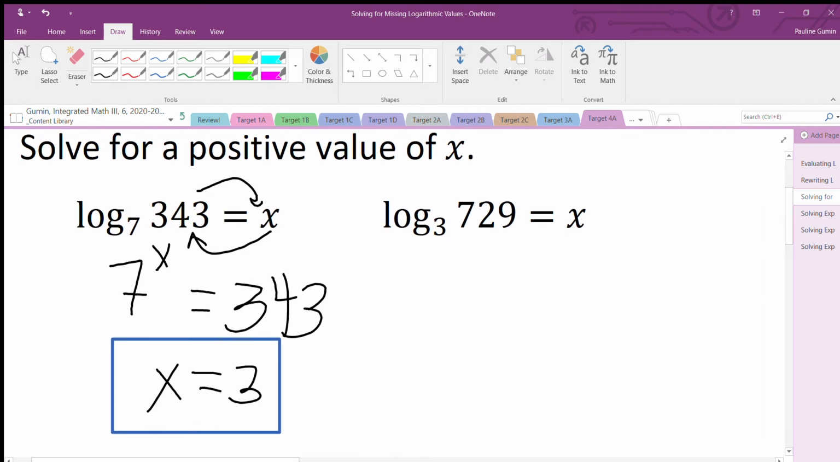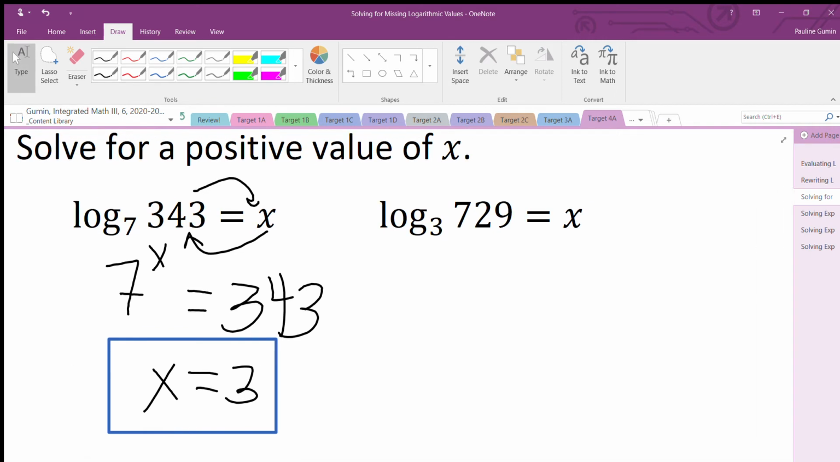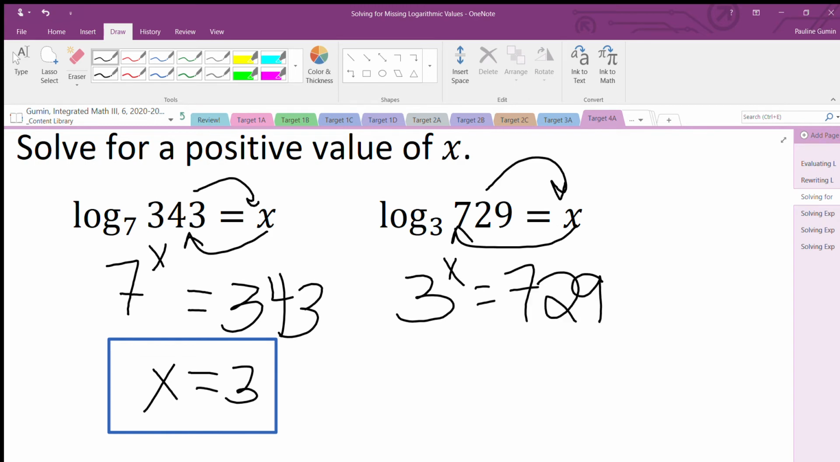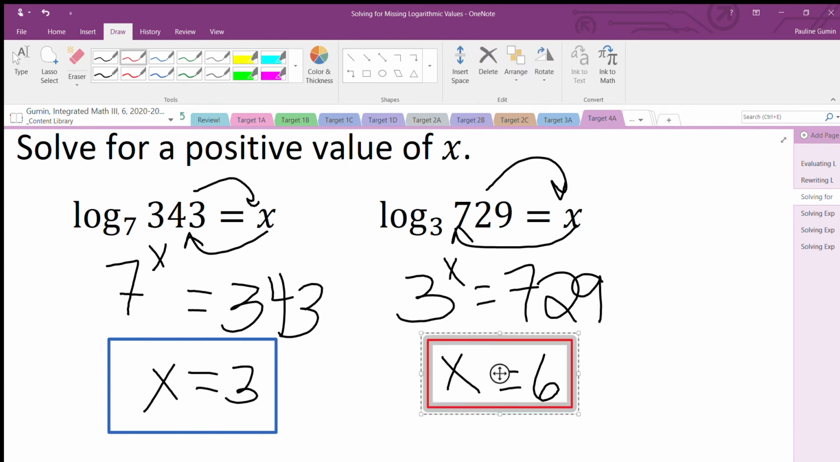All right, same thing goes for this one. Log base 3 of 729. One method, enter it into a calculator. Other method, rewrite this in exponential form. And you say, okay, 3 to what power gives me 729? I happen to know that 3 to the power of 6 gives me 729. Again, you can do it by hand like I did, or you can do it with a calculator.